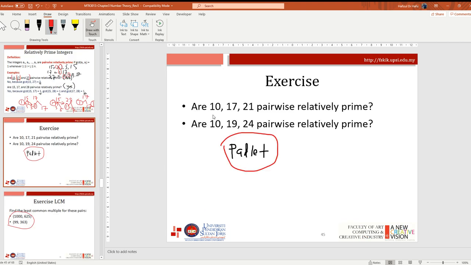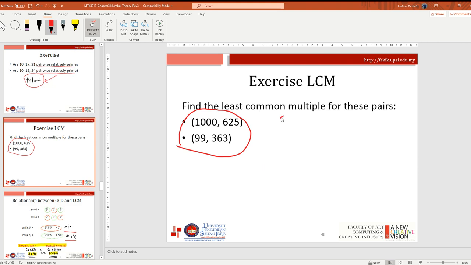Okay, for 7, 10, 17 and 21, pairwise relatively prime, there are 3 of them, so do it on the Padlet. Same goes for this one.